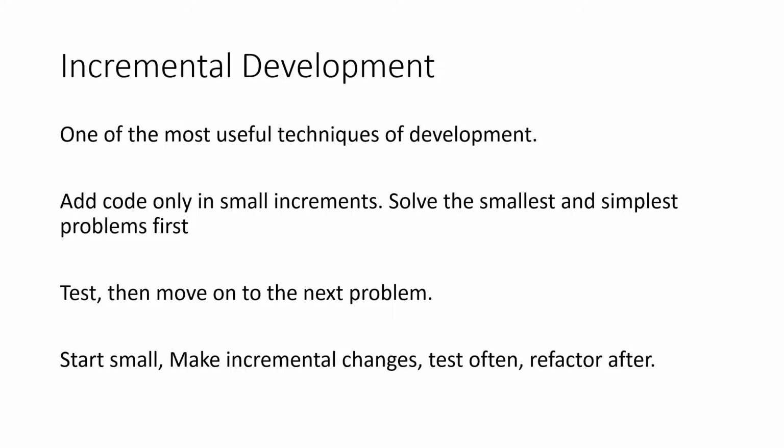Once we've solved the simplest problem, we test and we move on to the next. We find whichever of the remaining problems is the simplest, we solve it, we test, and we move on to the next. Each time we do this, we'll be either adding a new function if the simplest problem is new behaviors, or we'll be changing how another function already works. The idea is always that you start small, you make incremental changes, you test often, and you refactor your code or rewrite your code to make it cleaner after you're done.